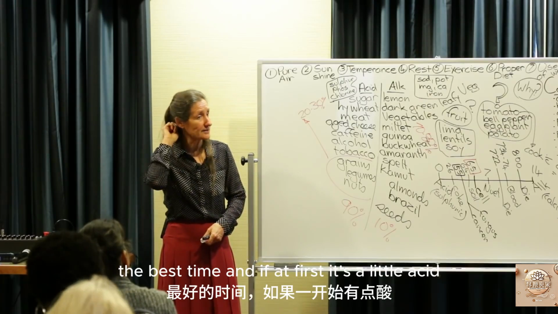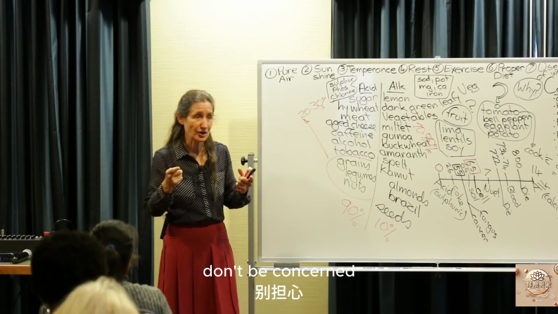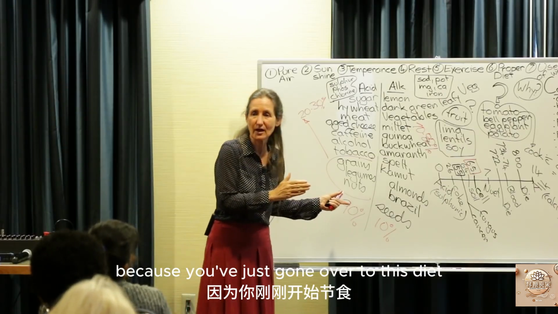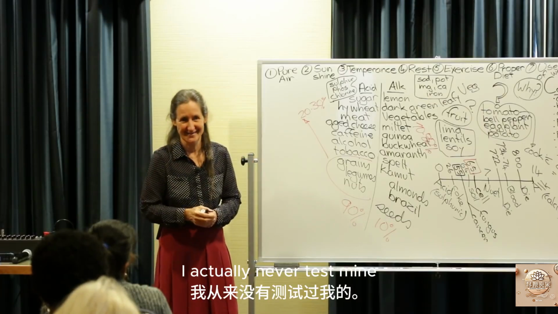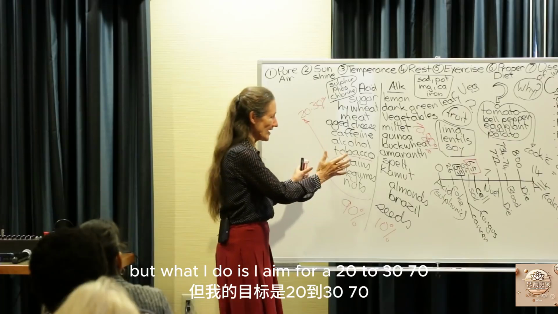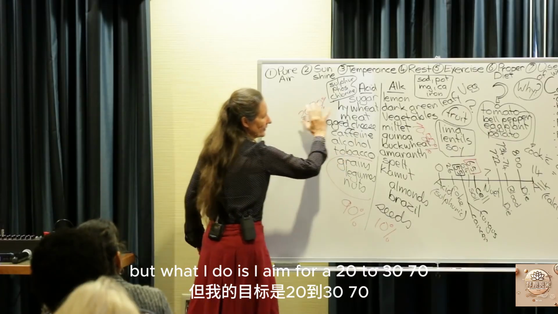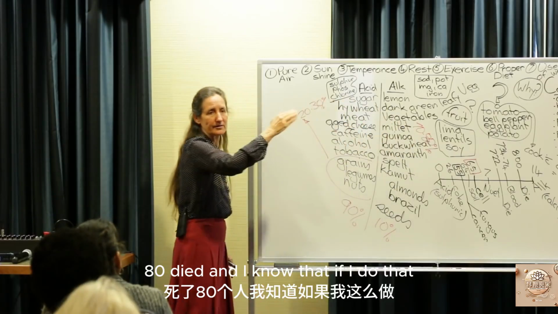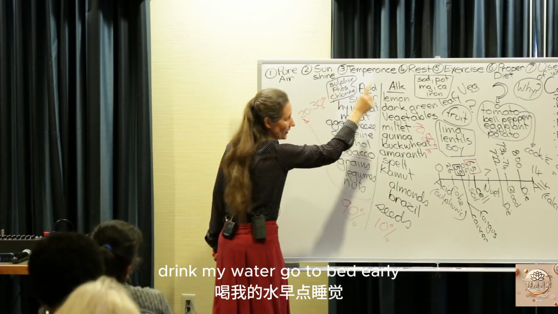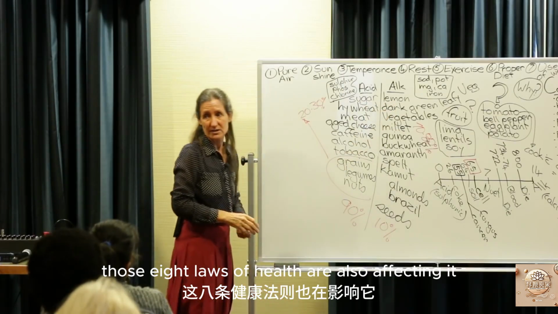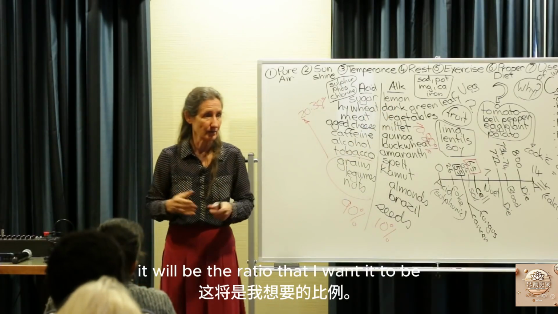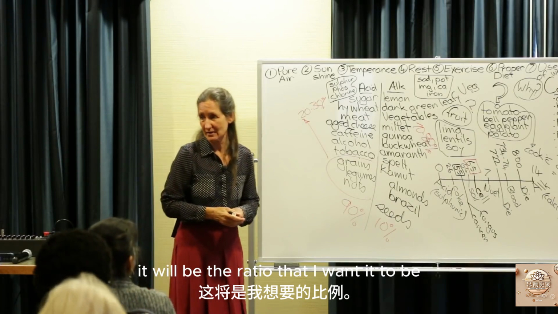And if at first it's a little acid, don't be concerned, because you've just gone over to this diet, your body will start detoxing a bit. I actually never test mine. But what I do is I aim for a 20 to 30, 70, 80 diet. And I know that if I do that, drink my water, go to bed early, remember those 8 laws of health are also affecting it, I know that it will be the ratio that I want it to be.